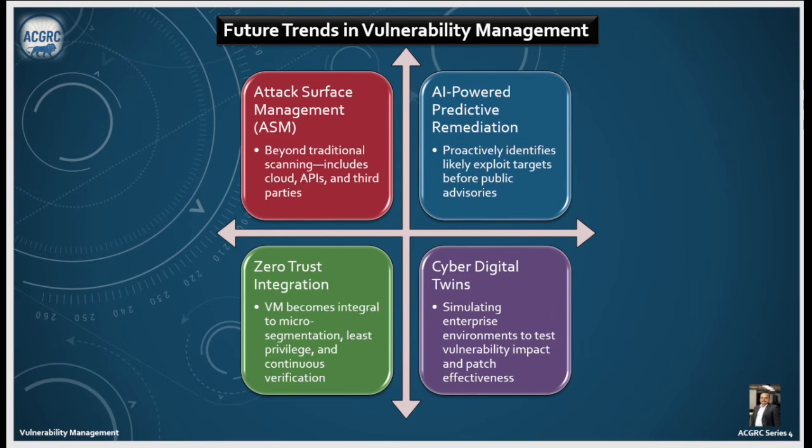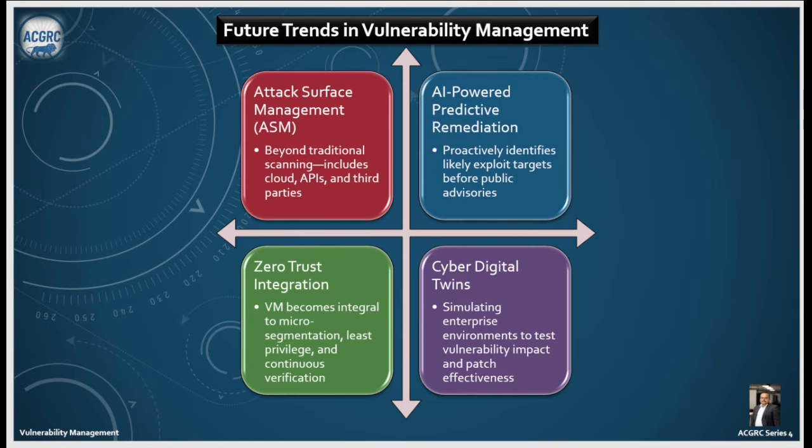Isn't that wonderful? The next is integration with zero trust security. Now, what's changing? Well, the shift to the zero trust model means no system or user is trusted by default, even inside the network. The trend: vulnerability management will be deeply tied into zero trust architecture. If a system has unresolved vulnerabilities, its access may be restricted or blocked until it's fixed. Simple example, it's like needing a clean medical report before being allowed into a secure area.